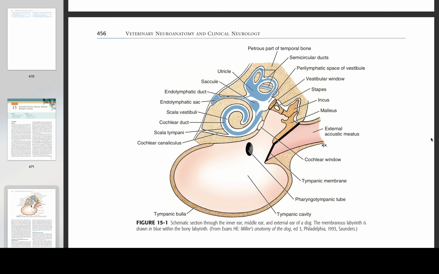At the base of the modiolus, the cochlea is continuous with the vestibule, and an opening into the tympanic cavity is called the cochlear window. A shelf of bone projects into the cochlea from the modiolus. This is the spiral lamina, which partially divides the cochlea into two portions and is absent at the apex, or most distal extent of the cochlea.